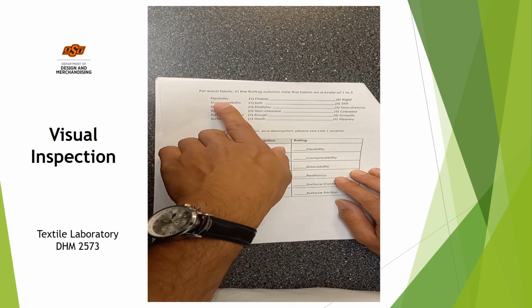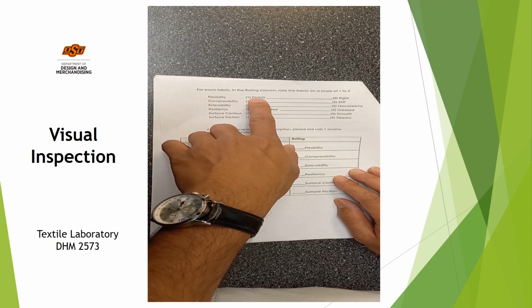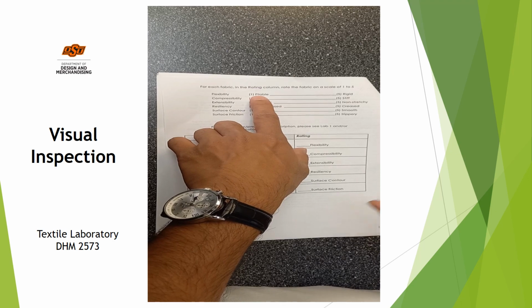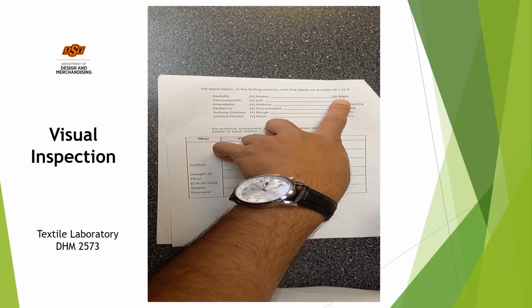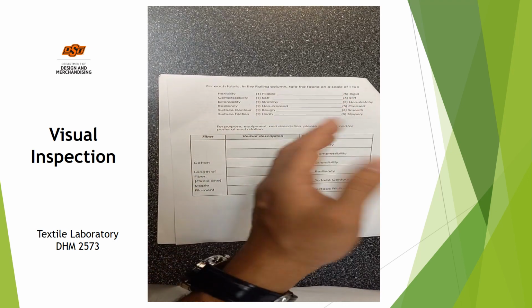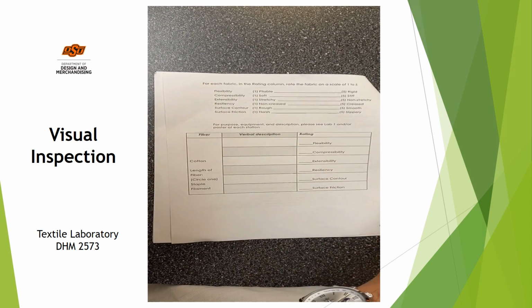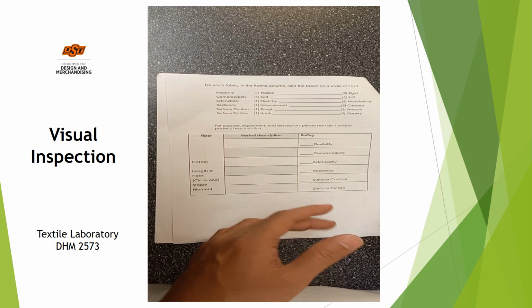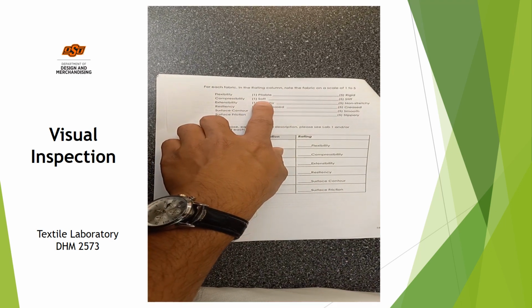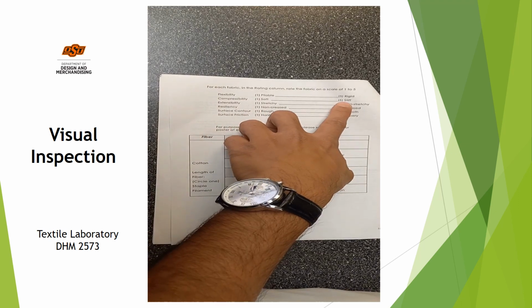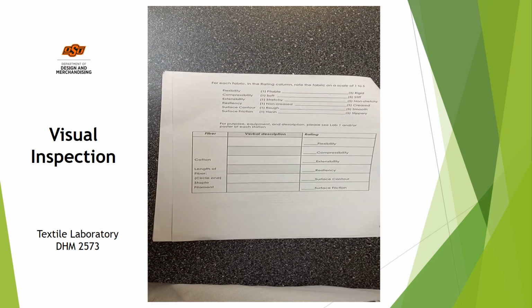For example, for flexibility, the rating will be 1 if the sample is pliable, and the rating will be 5 if the sample is rigid. Or you can have a rating in between from 1 to 5, any number, for example 3 or 4. Like for compressibility, rating 1 will be for soft fabric, and if the fabric is very stiff, we have to give rating 4.